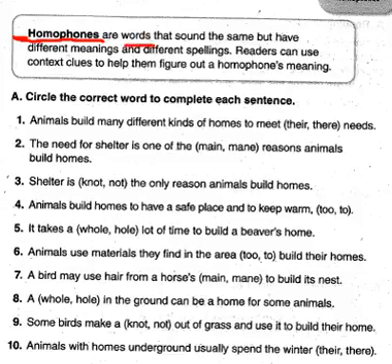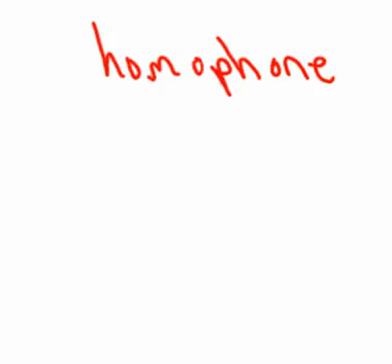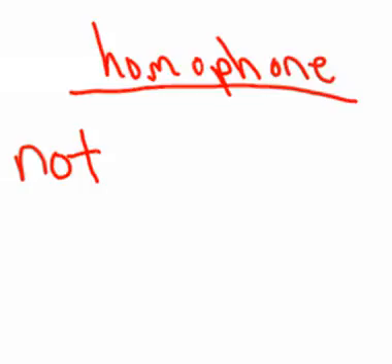Homophones are words that sound the same but have different meanings and different spellings. Readers can use context clues to help them figure out a homophone's meaning. So let's talk about what homophone actually means. If I have the word not, like please do not do that, a homophone for that word would need to have the same sound, but a different spelling and a different meaning.